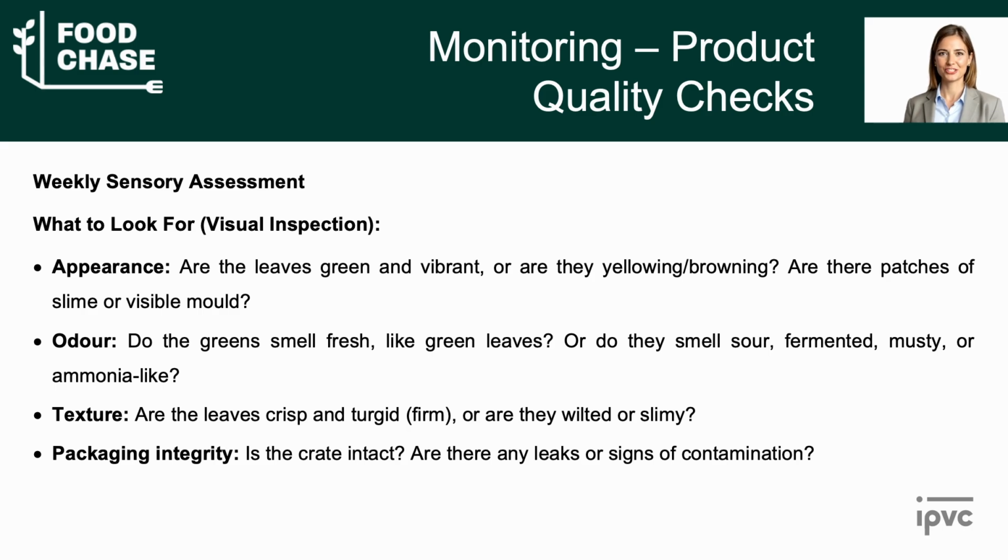Smell them. They should smell like fresh green leaves. If they smell sour or fermented, that indicates microbial spoilage, and they are rejected. If they smell musty, that suggests mold, and they are rejected. Feel them. The leaves should be crisp and firm. If they are wilted despite being stored at high humidity, something went wrong. Either the humidity control failed or the product arrived already stressed from the farm. If they are slimy to the touch, that is bacterial slime, and they are definitely rejected.